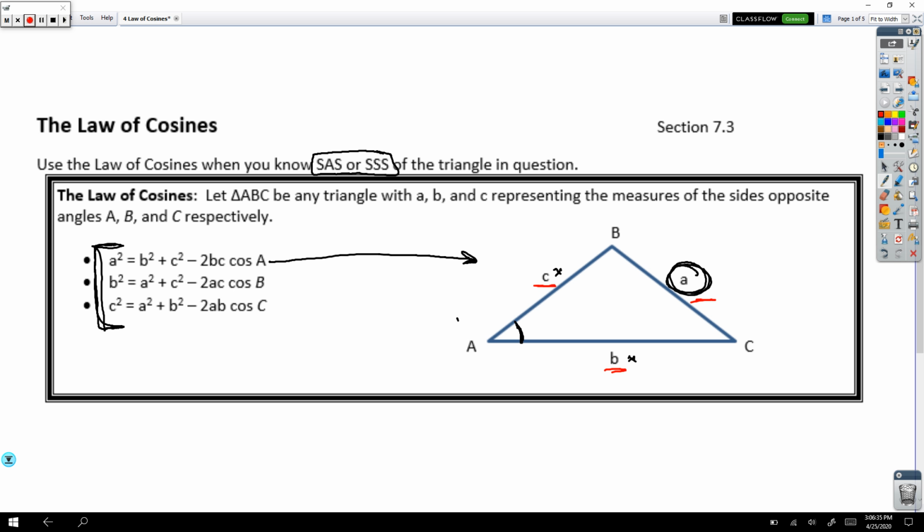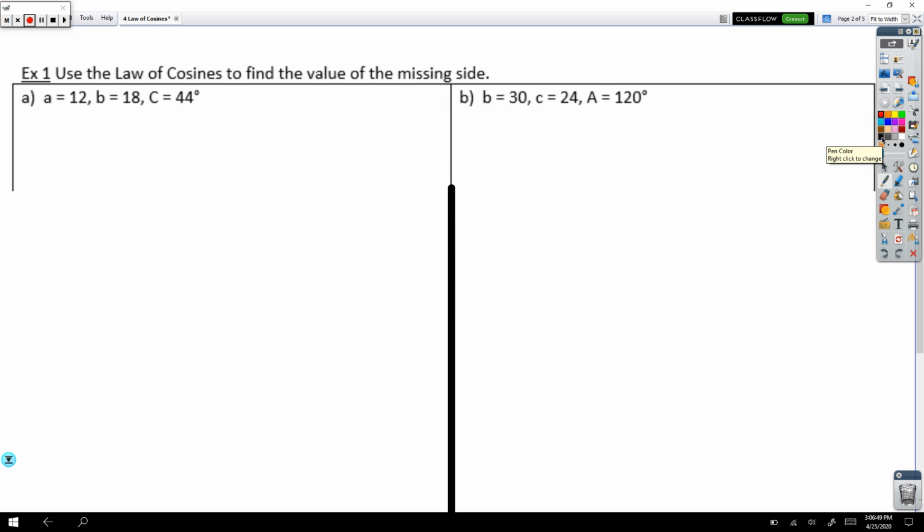We can use it to find whatever angle measure it asks us to find. We would just have to end up doing some algebra and then the inverse of cosine to get the angle measure to solve for that. So let's look at an example. First, we're going to start with looking at SAS. So set up your triangle first.